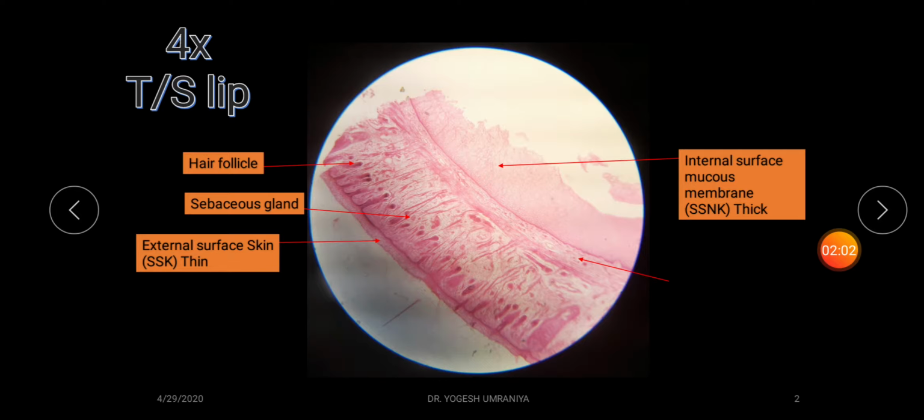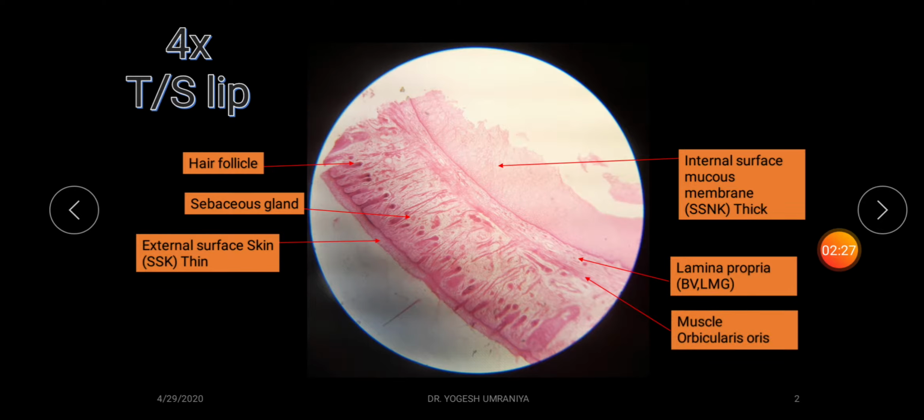Next, here you can see underneath the internal surface of the lip this layer, that is the lamina propria, and that is occupied with the blood vessels as well as the labial mucosal glands. Underneath which you will find this layer, that is composed of muscle fibers, and that is of the skeletal or striated muscle, and the name of that muscle is the orbicularis oris muscle.